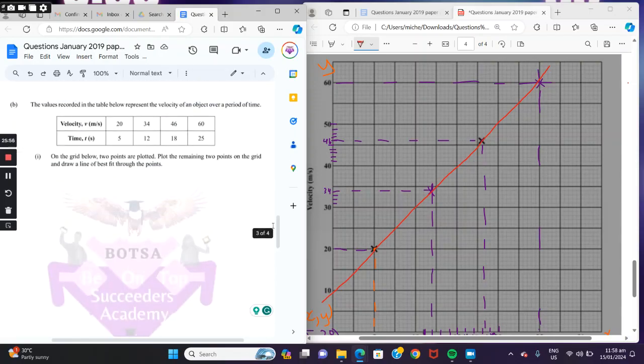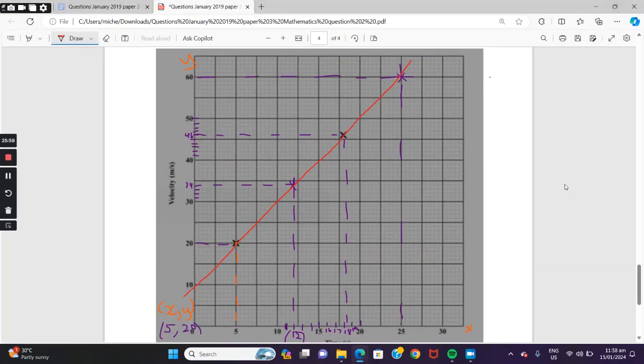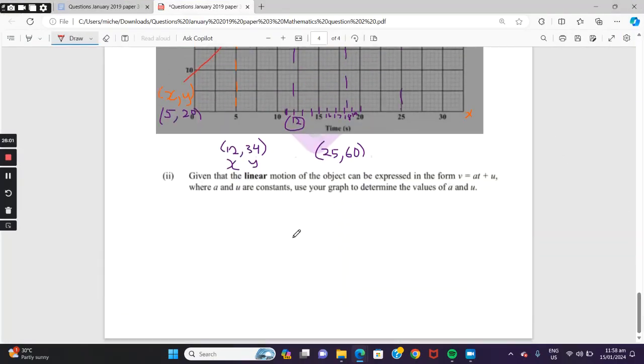Okay, so the last part, I think I can open this out. It says given the linear motion, linear meaning a straight line motion or a straight line graph, the motion of the object can be expressed in the form v = at, or some will say v = u + at. Please know that this is written in the form y = mx + c. That's one thing that you'll need to pay attention to.